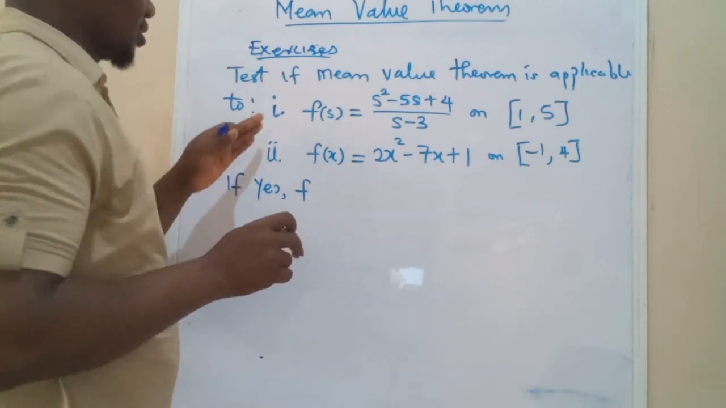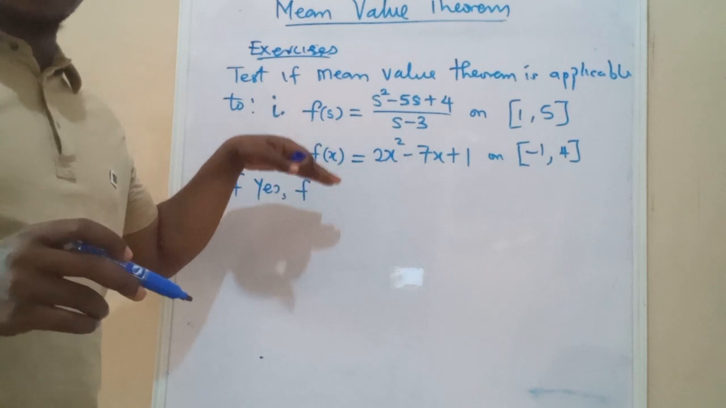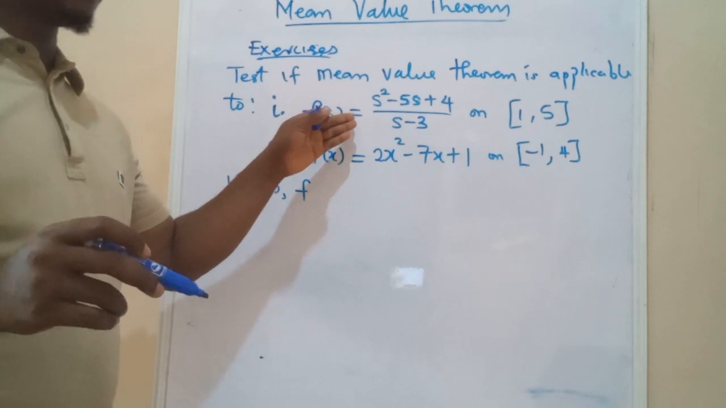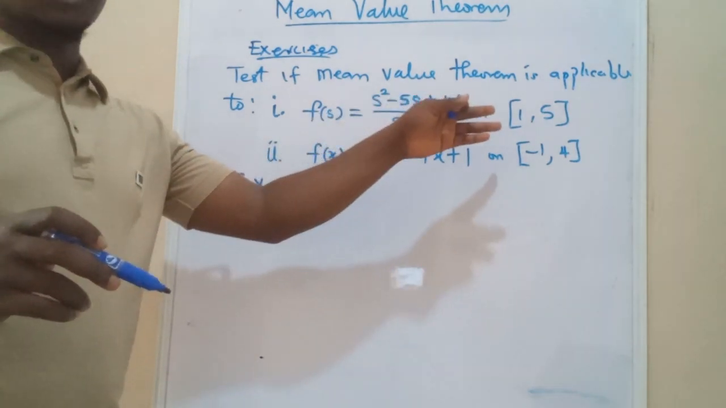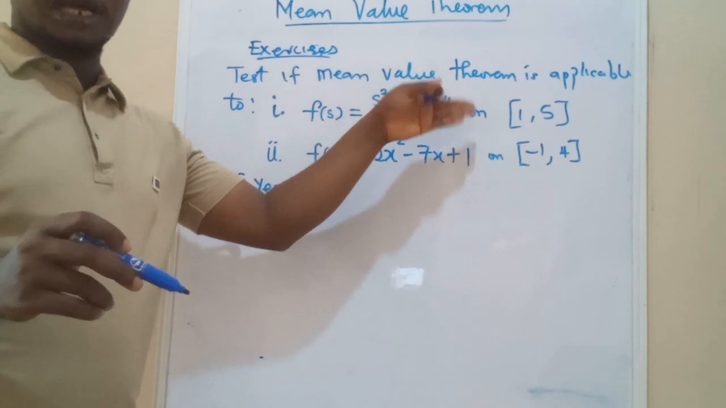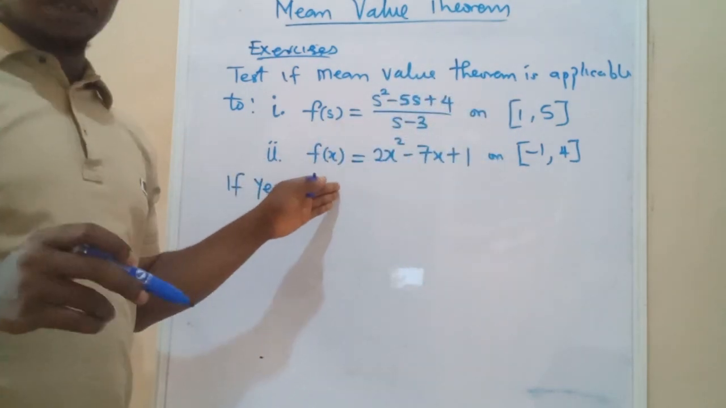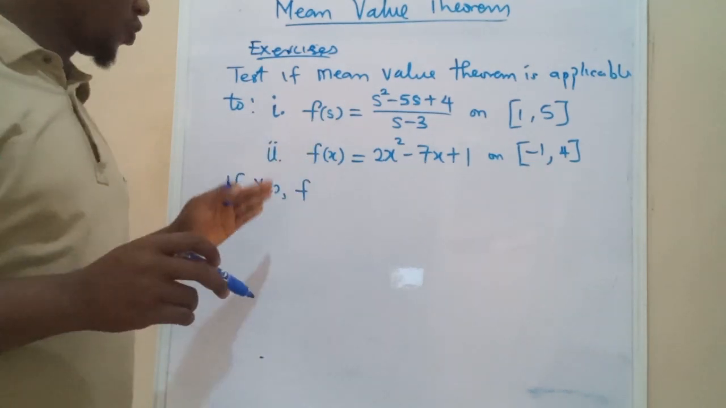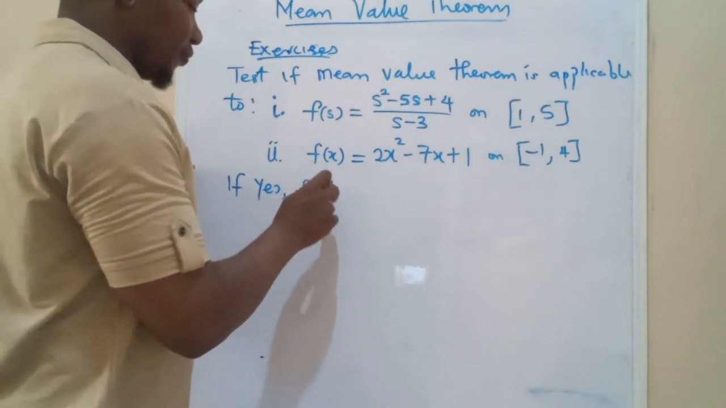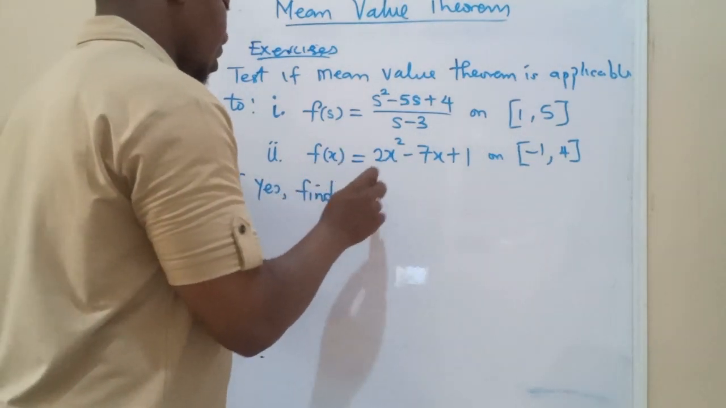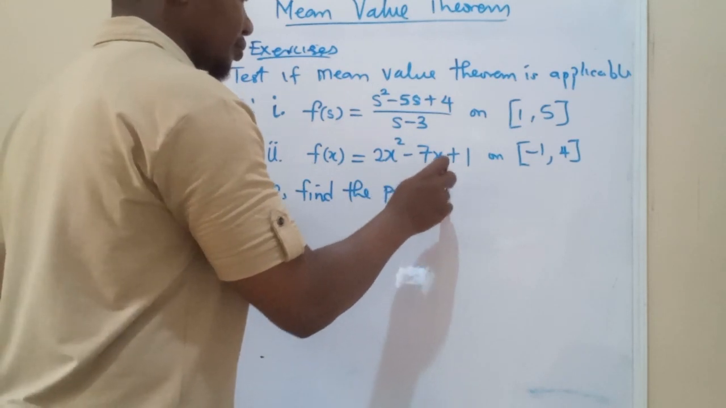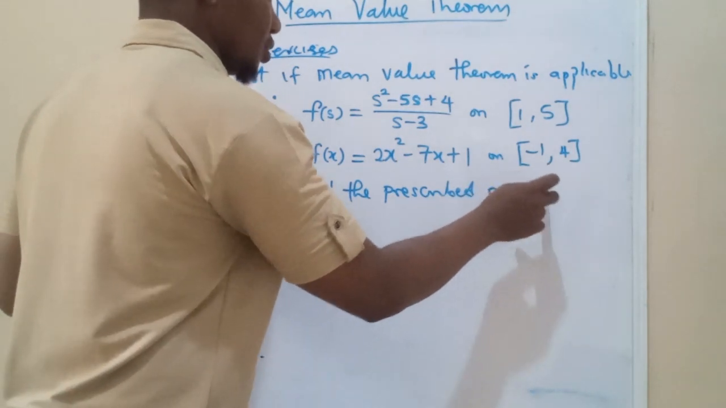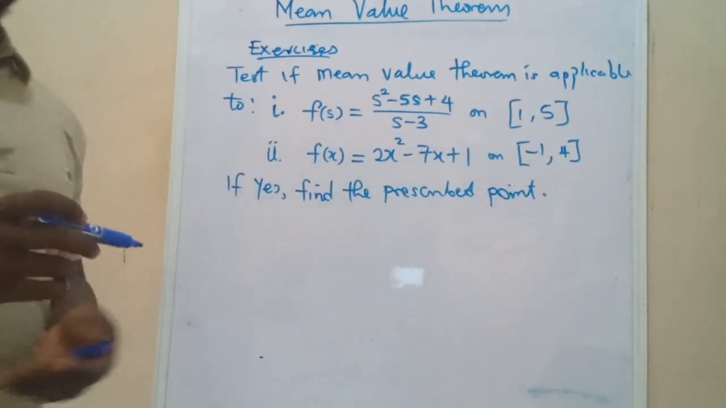Furthermore, if yes, that is if it is possible that the mean value theorem is applicable to these two, what do we check? We check whether this function is continuous and differentiable on the closed and open interval of this form. If that conditions are valid, then we can further find the prescribed point. In each case, we find the prescribed point.